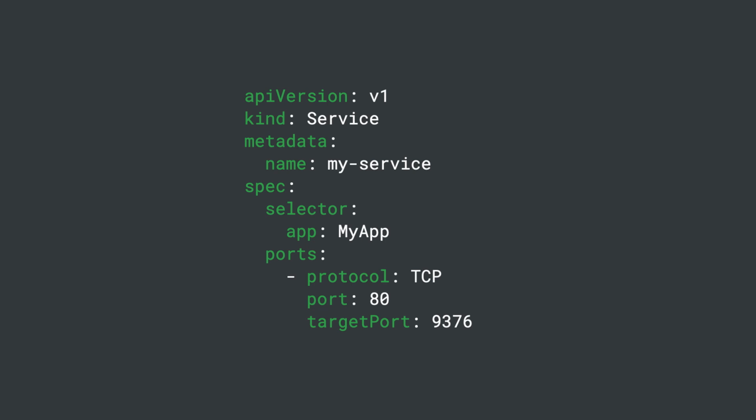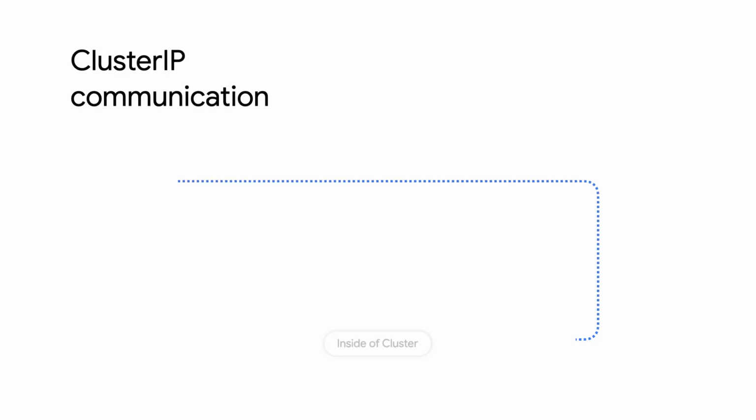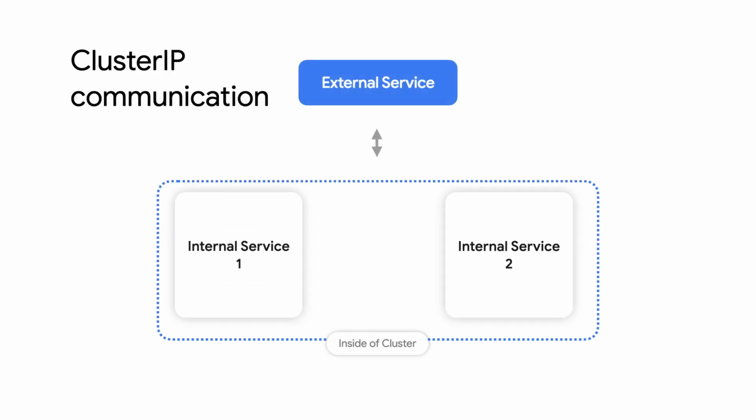Wait a minute, what IP address does the service have? When I say it's getting traffic from port 9376, that must mean the service itself gets an IP address, right? Right. Kubernetes assigns this service an IP address, which is sometimes called the ClusterIP. And this brings us to the first type of service, the default ClusterIP type. The ClusterIP service type is only reachable from other points within the cluster.